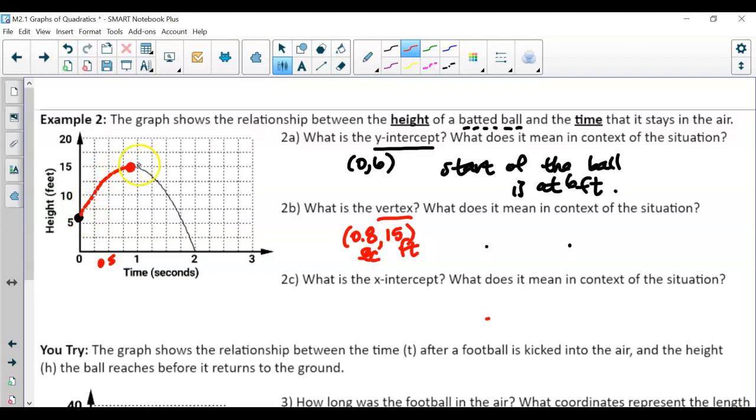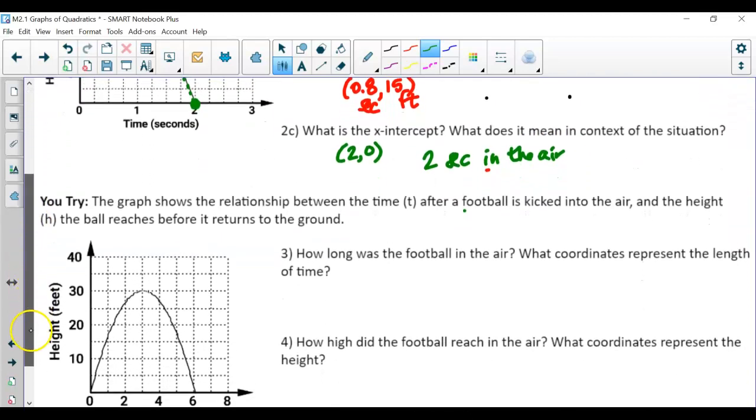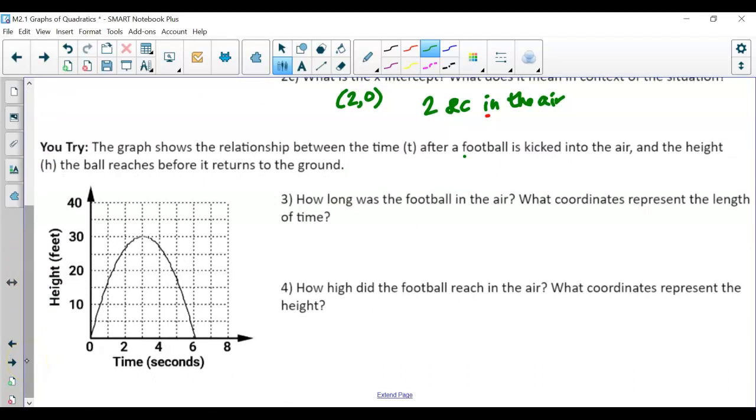15 feet. So then here, what is our x-intercept? So the x-intercept right here, where it's crossing the x-axis, which is at 2, 0. And what does it mean? Well, it means we started here and then it reached its max, but then it's got to come down eventually, right, to right here. So the ball was in the air 2 seconds. Or it took 2 seconds for the ball to reach the ground, however you want to put it. So go ahead and pause the video and try this one on your own.